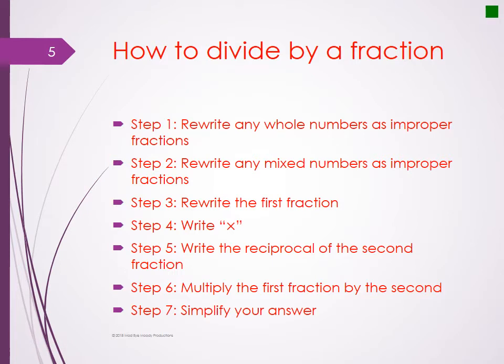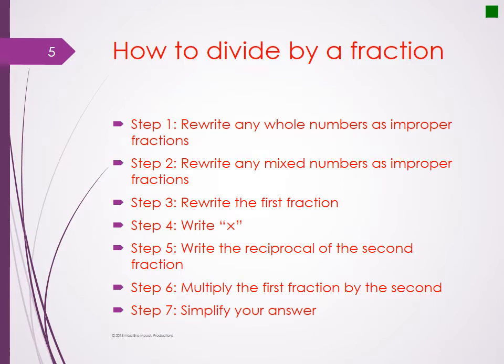This is where we are headed with the algorithm, or the rule, for dividing by fractions. If you are dividing by a fraction, here are the 7 steps to follow. Step 1 is to rewrite any whole numbers as improper fractions. Step 2 is to rewrite any mixed numbers as improper fractions. Step 3 is to rewrite the first fraction, so on the next line, rewrite the first fraction.